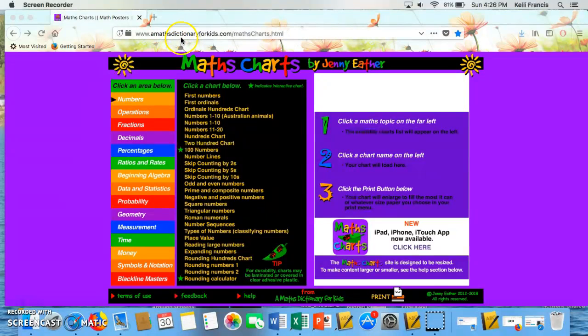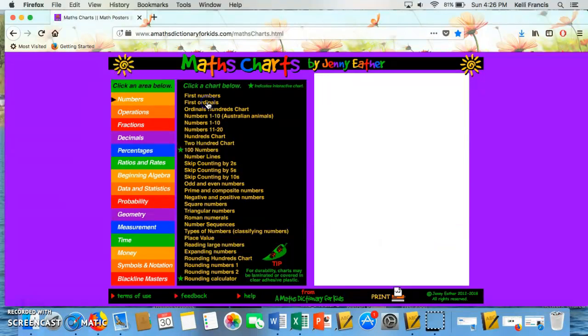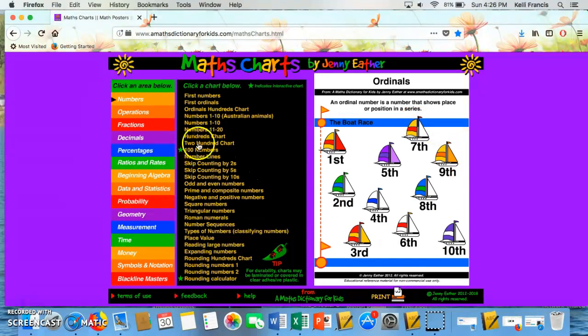But I have found, actually this was introduced to me by a para in our district who was like, have you heard of this? And I was like, absolutely not. What is it? And she showed me, and I just absolutely love it. I select and print out things for my students.